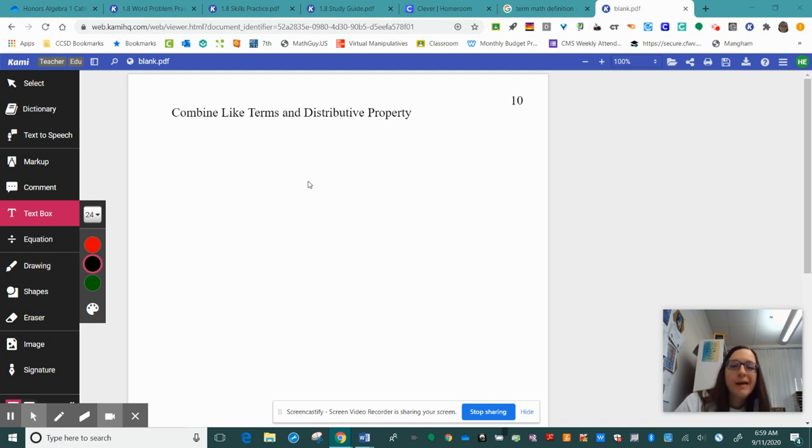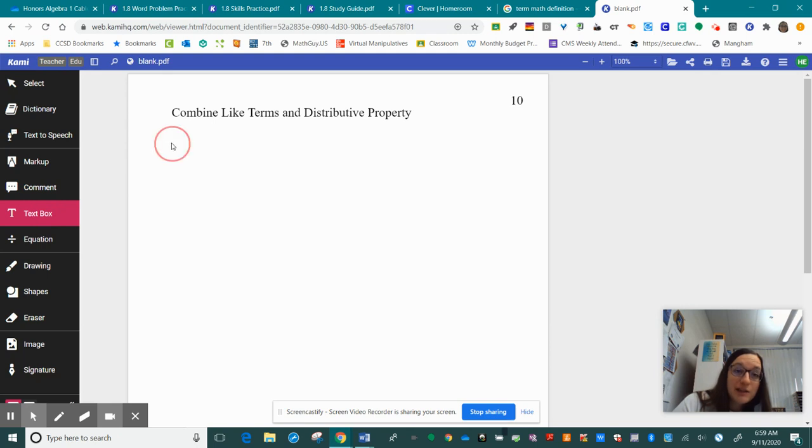Today we're going to be doing combining like terms and distributive property. This should be on page 10 of your notebook, just after the properties notes. If I have the page number wrong, let me know in the comments, but it should be after the properties notes. As we are going through today, we're going to need to know what a term is first.